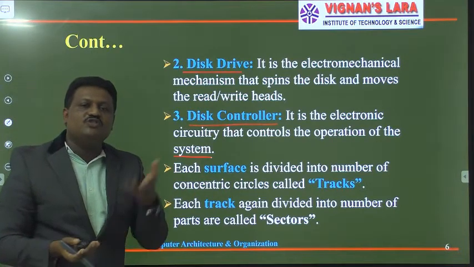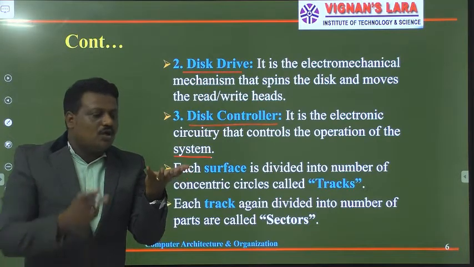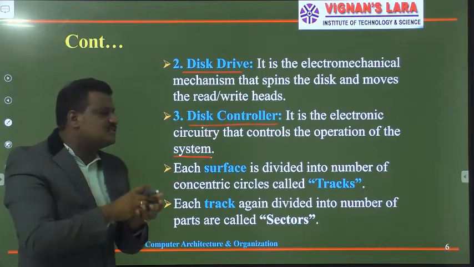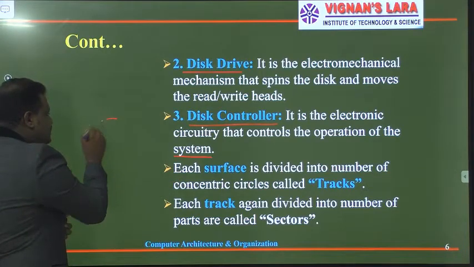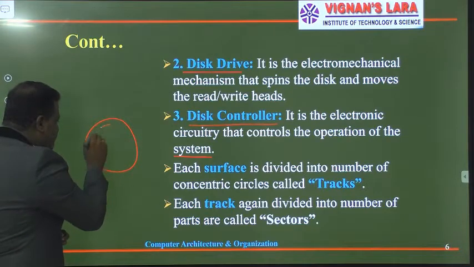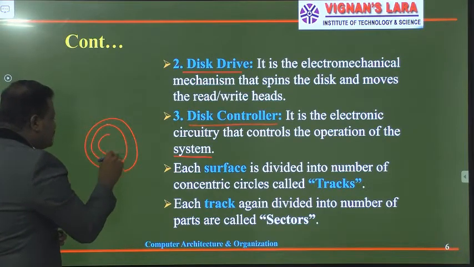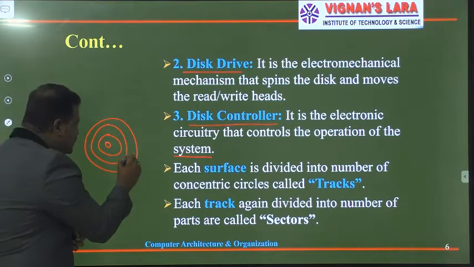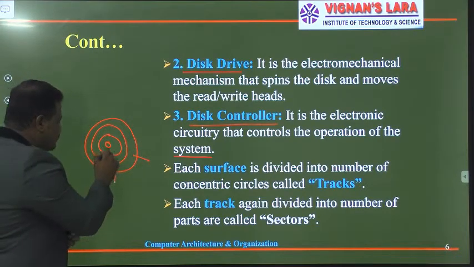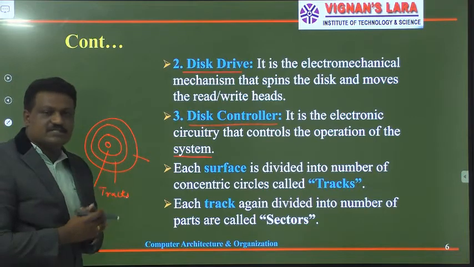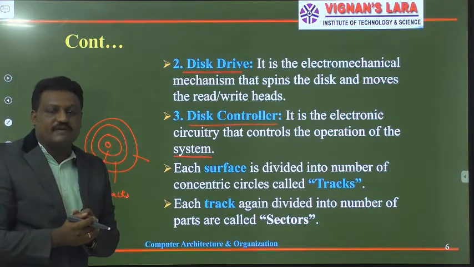That means if you consider a magnetic disk, on the surface of the magnetic disk we have a number of concentric circles. Let's assume, friends, this is your disk itself. On this disk we have a number of concentric circles like this. These are concentric circles, and we call these tracks. That is the first thing you have to remember.